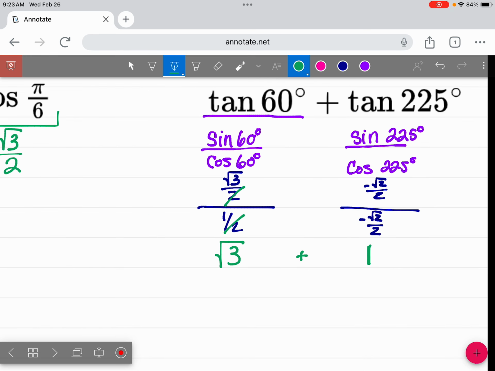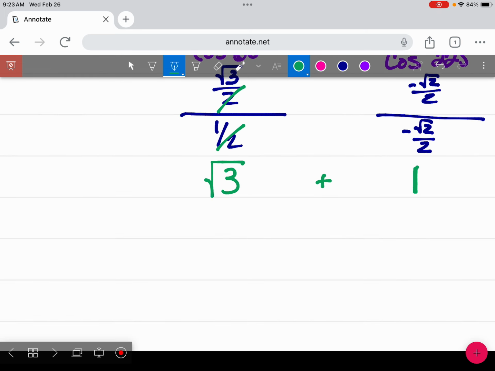So what we're going to have as our answer for tangent of 60 plus tangent of 225: we find these numbers and add them together. Square root of 3 plus 1 is square root of 3 plus 1. They don't really combine unless we switch it to a decimal. So that's our answer for that bit. Or you can put it as 1 plus square root of 3. That's also fine. It doesn't matter what order we add things in.